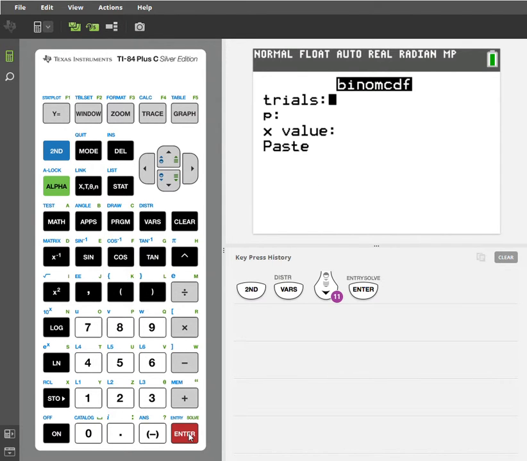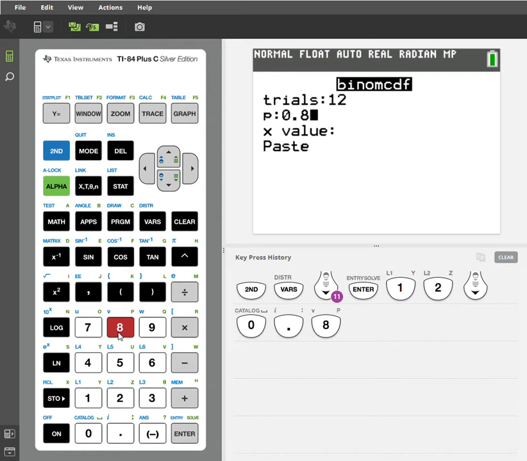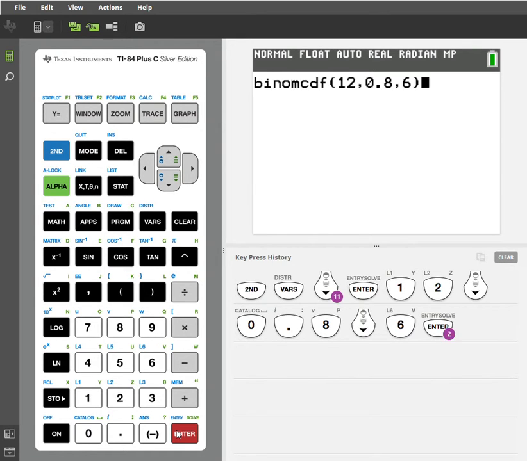And we do this exactly the same way we did before. We enter the number of trials. Since we are selecting members for a jury, there are 12 trials. Each member of the jury is a trial. 80% of the population is Mexican American. So the probability for each juror to be Mexican American is 0.8. And this time, let's calculate the probability that 6 or fewer of the jurors are Mexican American. So go ahead and hit 6 and enter to paste that onto our main screen.